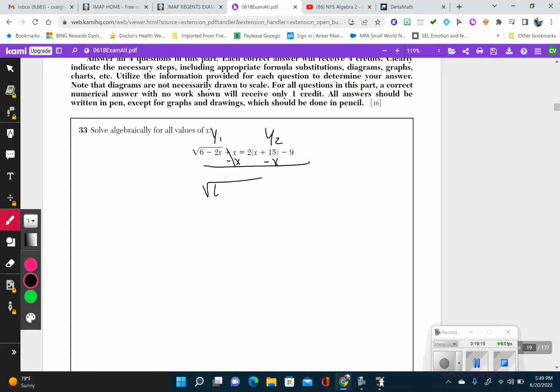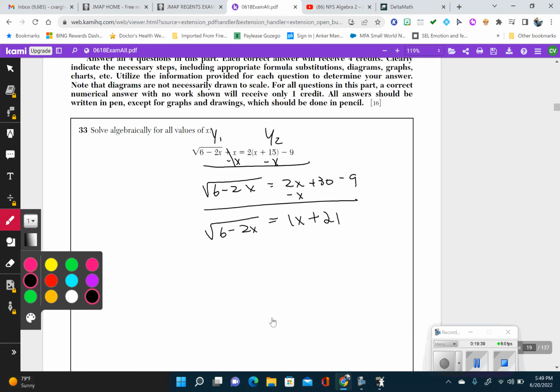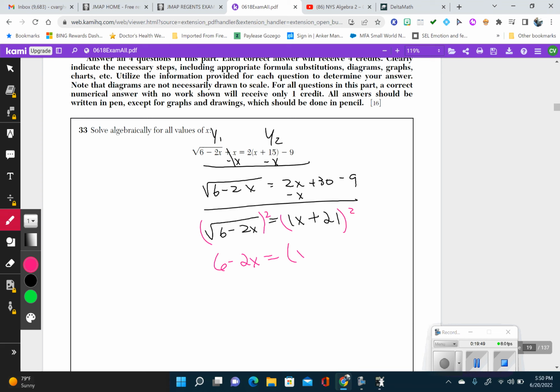So this is going to be the square root of 6 minus 2x is equal to, I can distribute this right here, so I get 2x plus 30 minus 9, and then I have to do this minus x from here as well, okay? So then I get x, or 1x, plus 30 minus 9, which is 21, is equal to the square root of 6 minus 2x. Now, the reason why I did that is because now I got this radical by itself, so I can square both sides. And I get 6 minus 2x is equal to, and I'm going to FOIL this, x plus 21 times x plus 21.